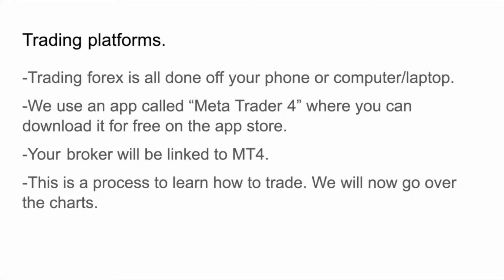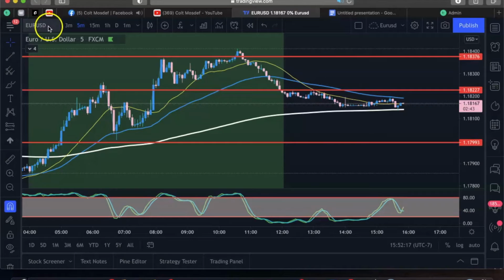This is a process to learn how to trade. We'll now go over the charts. So now I want to go over the charts in depth and explain to you guys exactly what the charts are, how to read them, what you need to be looking for, all that good stuff. So let's get to that right now. So a second ago I was talking about MetaTrader 4. Now this is TradingView for our desktop or our laptop. So you guys can see that it has the charts. This is Euro USD right here.